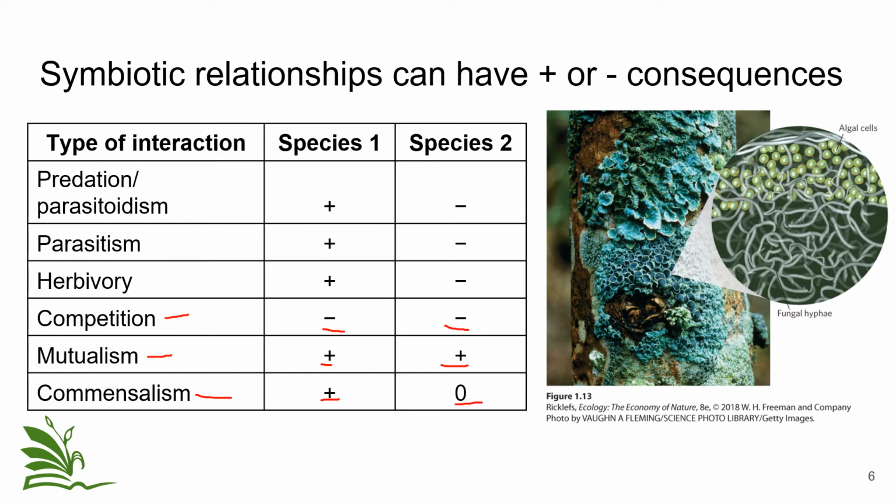In the case of predation, parasitism, parasitoidism, and herbivory, in all of these cases, one species benefits and the other species is hurt. But we've already talked about what their definitions are above. I wanted to point out on the right-hand side here, what you're seeing is lichen, and in lichen there's both fungal hyphae as well as algal cells that are living in very close association with each other. It's kind of cool.